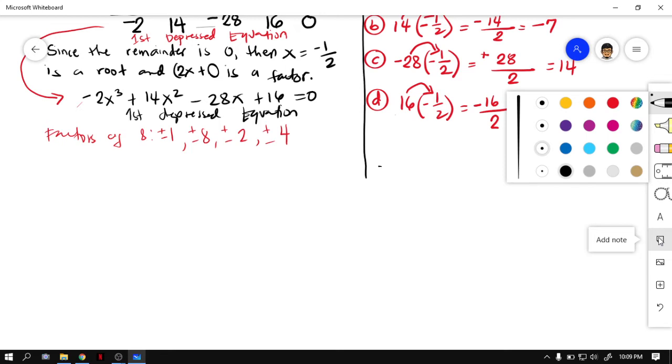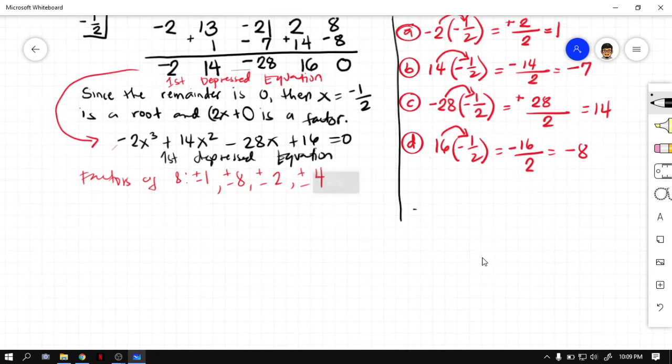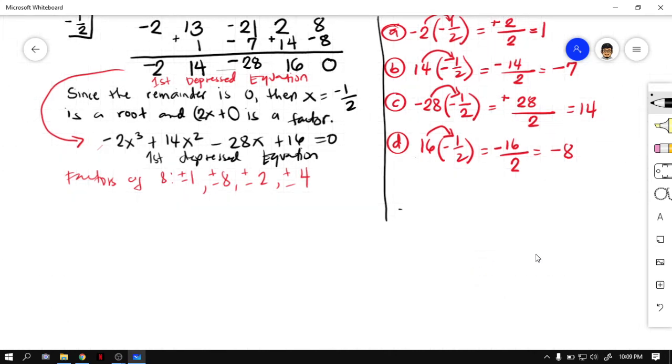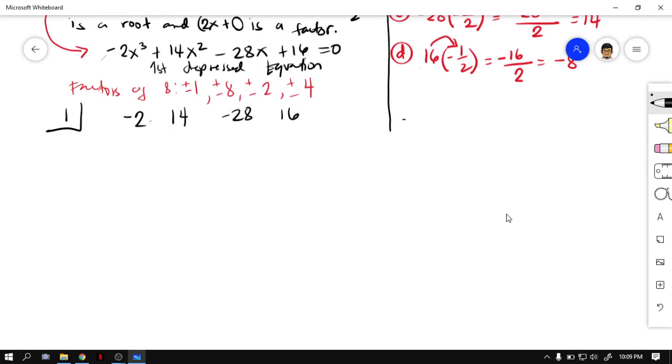Say, we will be using the numerical coefficients of this o yung nasa taas na. We have negative 2, positive 14. These are the numerical coefficients of the first depressed equation. Negative 28 and 16. And we will be using the first factor of 8, which is positive 1. First, you have to bring down the first numerical coefficient, which is negative 2.